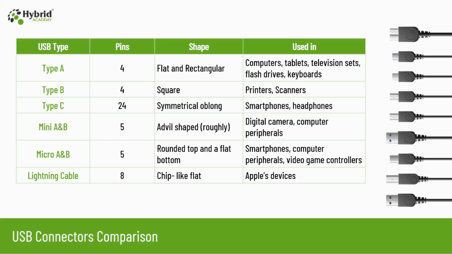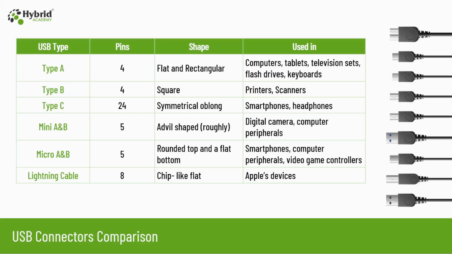Micro A and B is rounded top and a flat bottom, and lightning cable is a chip-like flat. Now we can use all these types of USB in various different devices or computers. So to know this further, type A can be used in computers, tablets, television sets, flash drives, keyboards.